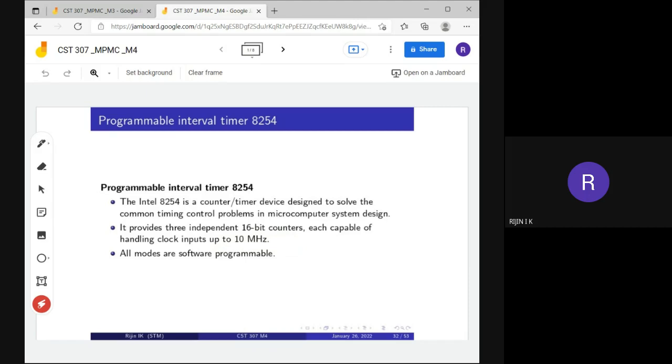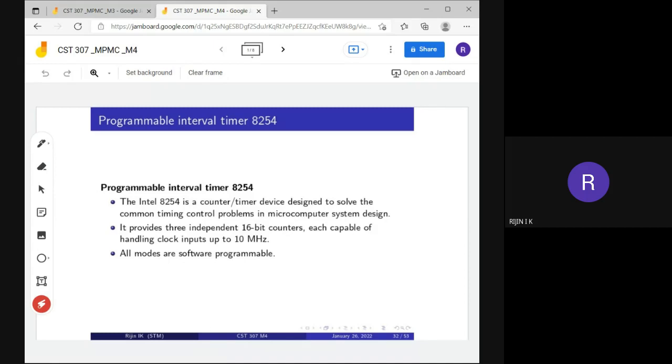The programmable interval timer 8254 is designed to solve the common timing and control problem. That means it is used to perform timing and counting function. For performing that function, it is having 3 16-bit counters, and each counter is capable of handling a clock input up to 10 megahertz.